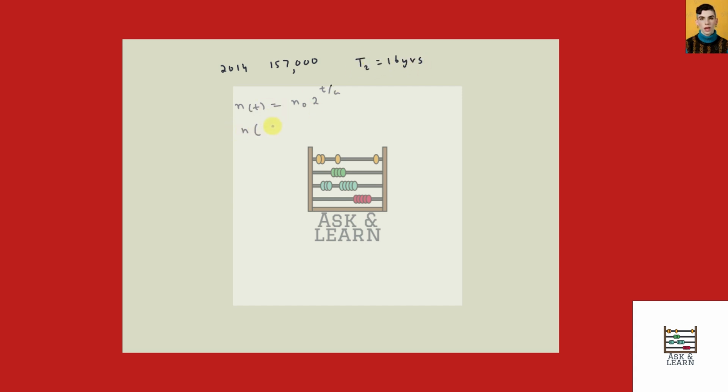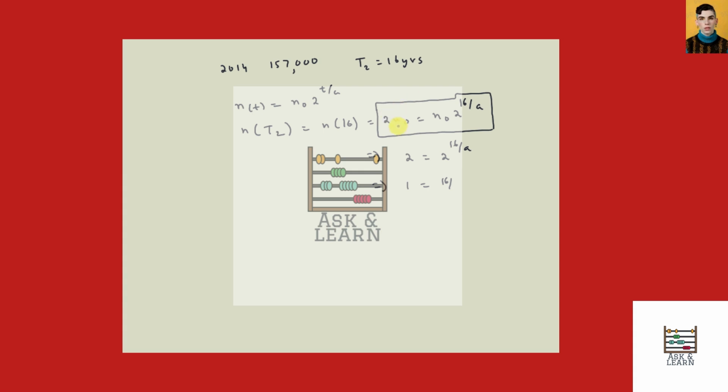So N(T2), which is N at 16, has to be twice N naught since it is the doubling time. This will be equal to N naught times 2 to the power t by a. So we get this equation, and from here, after cancelling N naught, we get 2 is equal to 2 to the power t by a. Now, since the base is the same, we can equate the exponents. This implies that 1 is equal to t by, actually there's a mistake.